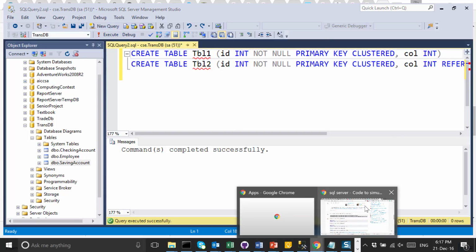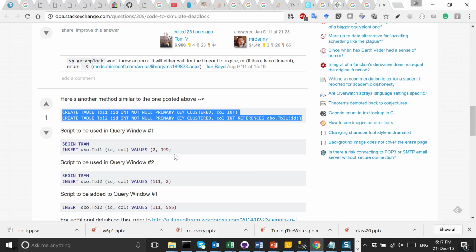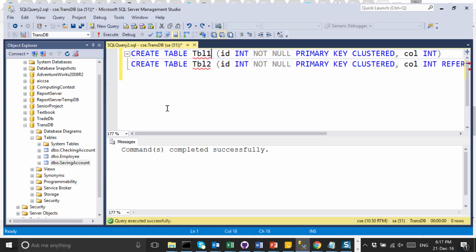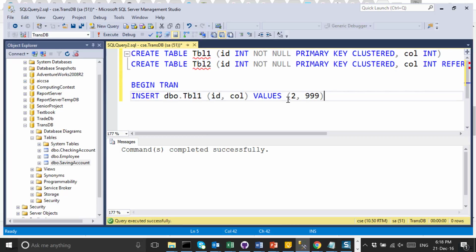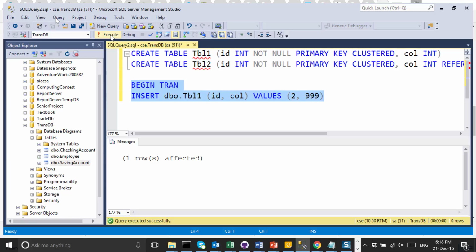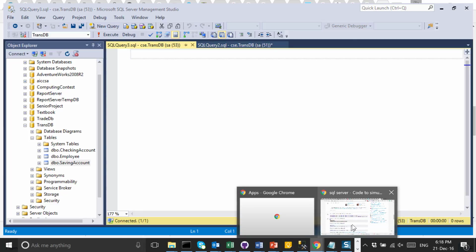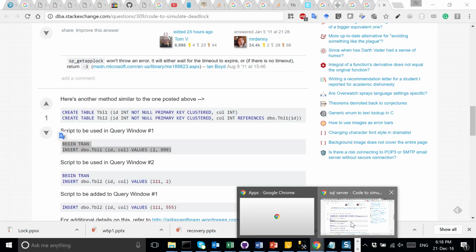And let me start a transaction. In the first window, I will start a transaction trying to insert a record into table 1. I have not committed yet. I just created this, and then I'll go to another window, which means I'll start another transaction there.